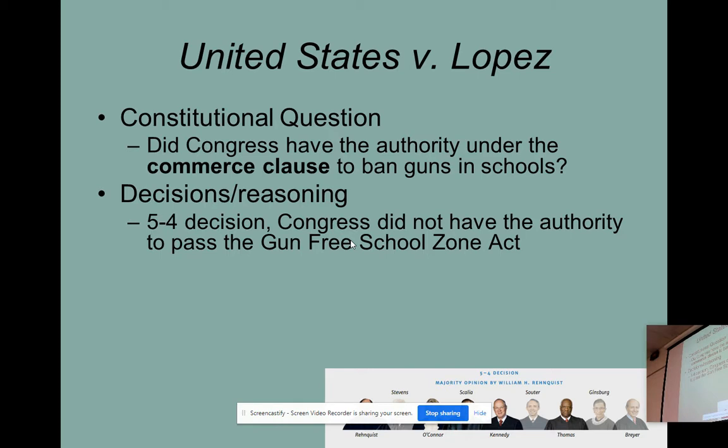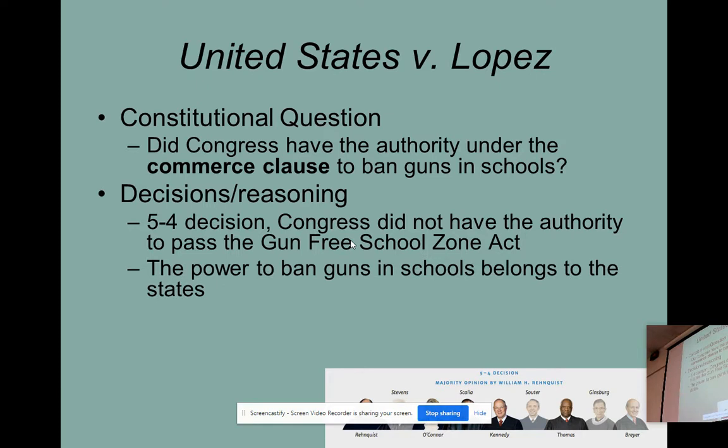Okay. So in a 5-4 decision, the Supreme Court ruled Congress did not have the authority to pass the Gun-Free School Zone Act. Why? Because merely possessing a gun is not a commercial activity. That's what the court said. So therefore, if it's not a commercial activity, Congress doesn't have the power to ban guns in schools. Education is not specifically mentioned in the Constitution. It's a reserved power through the 10th Amendment. The power to ban guns in schools belongs to the states, not Congress.